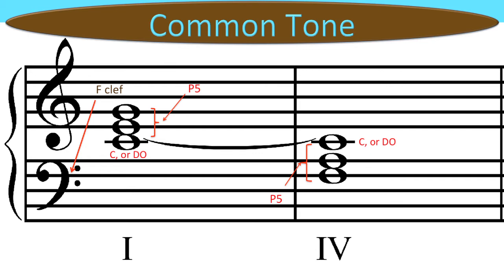What do the Roman numerals tell us? Placed side by side, we see that the 1 and 4 triads are a fifth apart, and that do, or C, is the common tone to both chords. How can we use this?